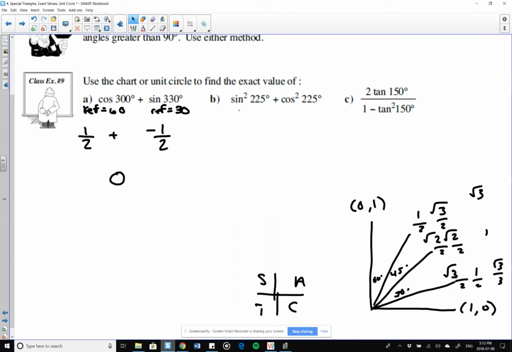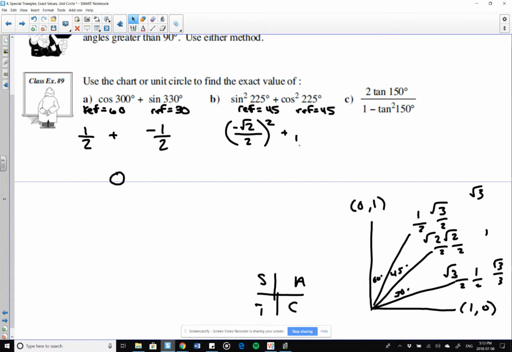If I do 225, my reference angle there is 45, and my reference angle here is 45. So reference of 45, and I'm in the third quadrant, so I'm going to have the negative root 2 over 2. That's going to be squared because it's sine squared here. And then this one's going to be the same thing, so negative root 2 over 2 squared. So that gives me 2 over 4 plus 2 over 4. This gives me 4 over 4, which is 1.